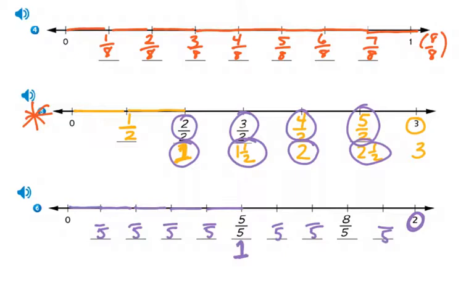So our first one would be 1/5, 2/5, 3/5, 4/5, 5/5, 6/5, 7/5, 8/5 is done, 9/5, and this one would be 10/5.